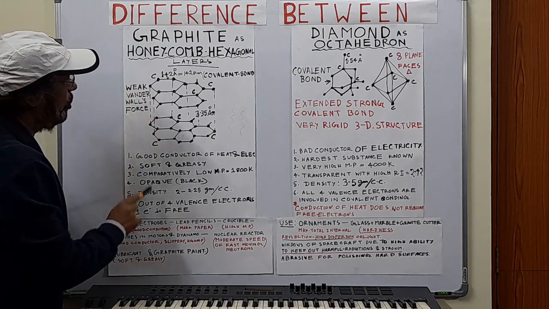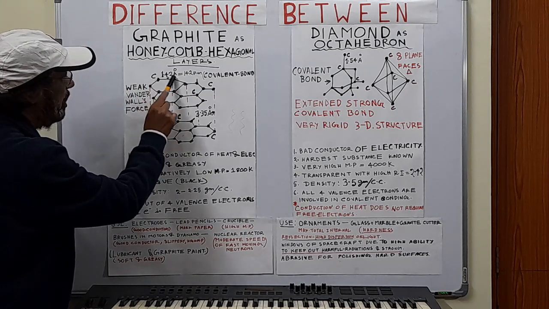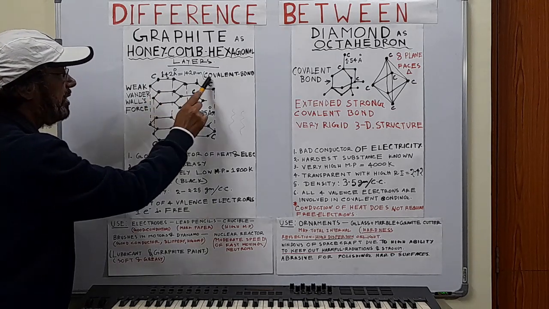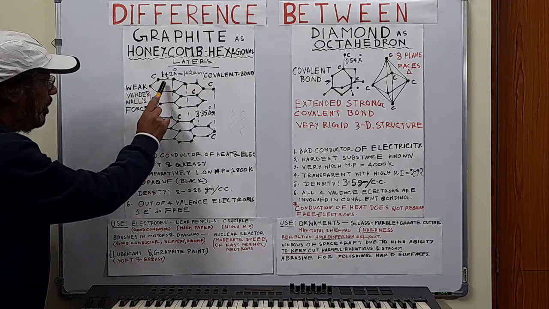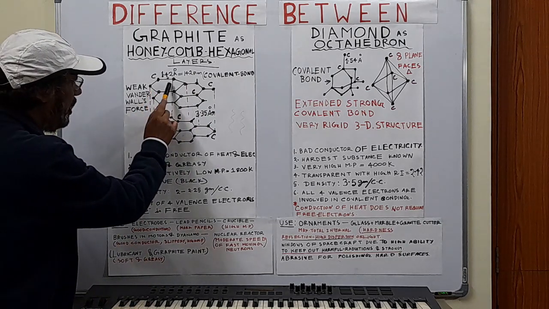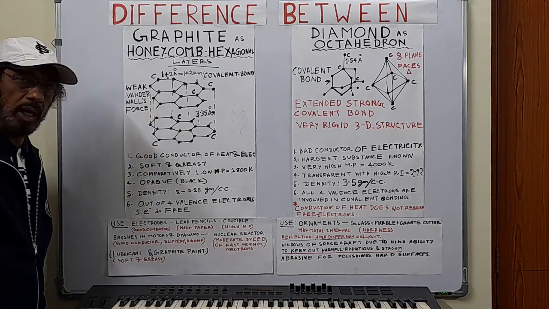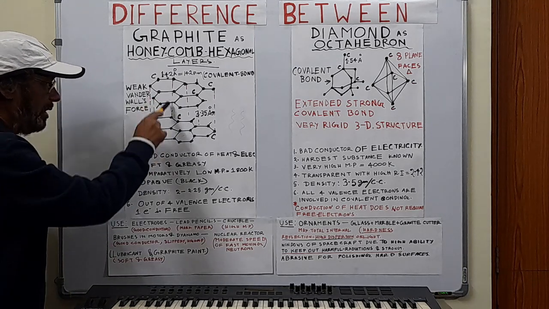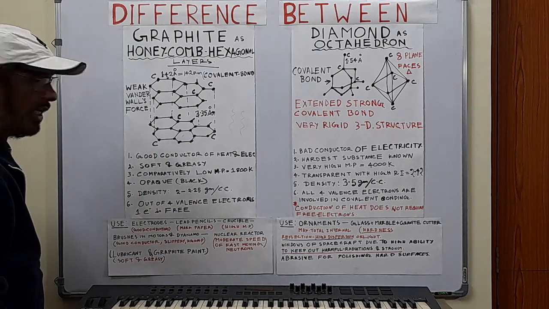In graphite, you can see that these dark circles represent the carbon atoms, and 6 carbon atoms are joined by single covalent bonds to form a hexagon. In this way, the hexagons are joined side by side to form a layer called a hexagonal layer. Just beneath this layer, that is the successive layer, there is another hexagonal layer formed in the same way.